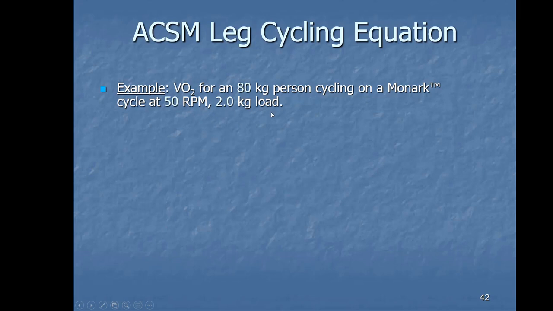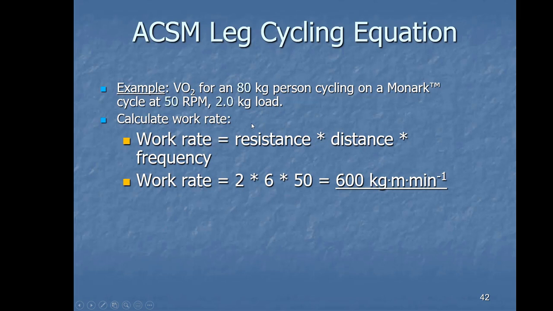So, example. What's the oxygen consumption for an 80 kilogram person cycling on an ergometer at 50 RPMs, 2 kilogram load? 2 kilogram is the resistance. So the first thing we'd want to do is calculate the work rate. So 2 is the resistance, 6 is the distance, that'll be constant for us, 50 is the RPMs. That gives us 600 kilogram meters per minute.